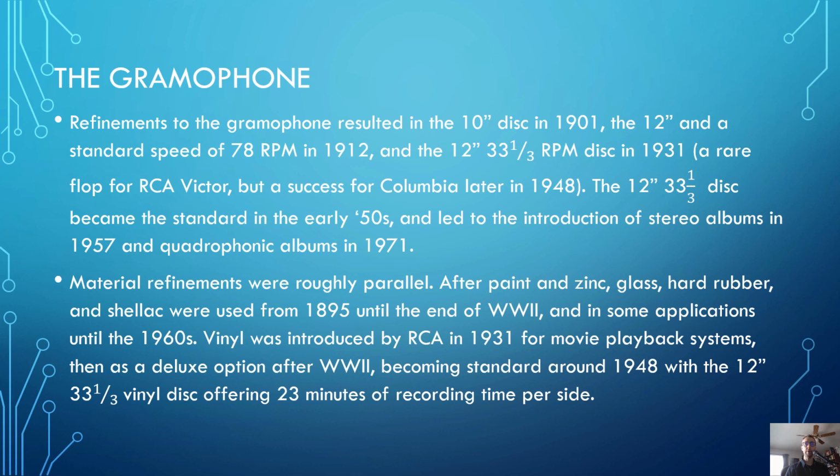Vinyl records were introduced by RCA in 1931 for movie playback systems, then later as a deluxe special edition after World War II, becoming the standard around 1948 with the 12-inch 33 1/3 disc offering 23 minutes of recording time on each side.